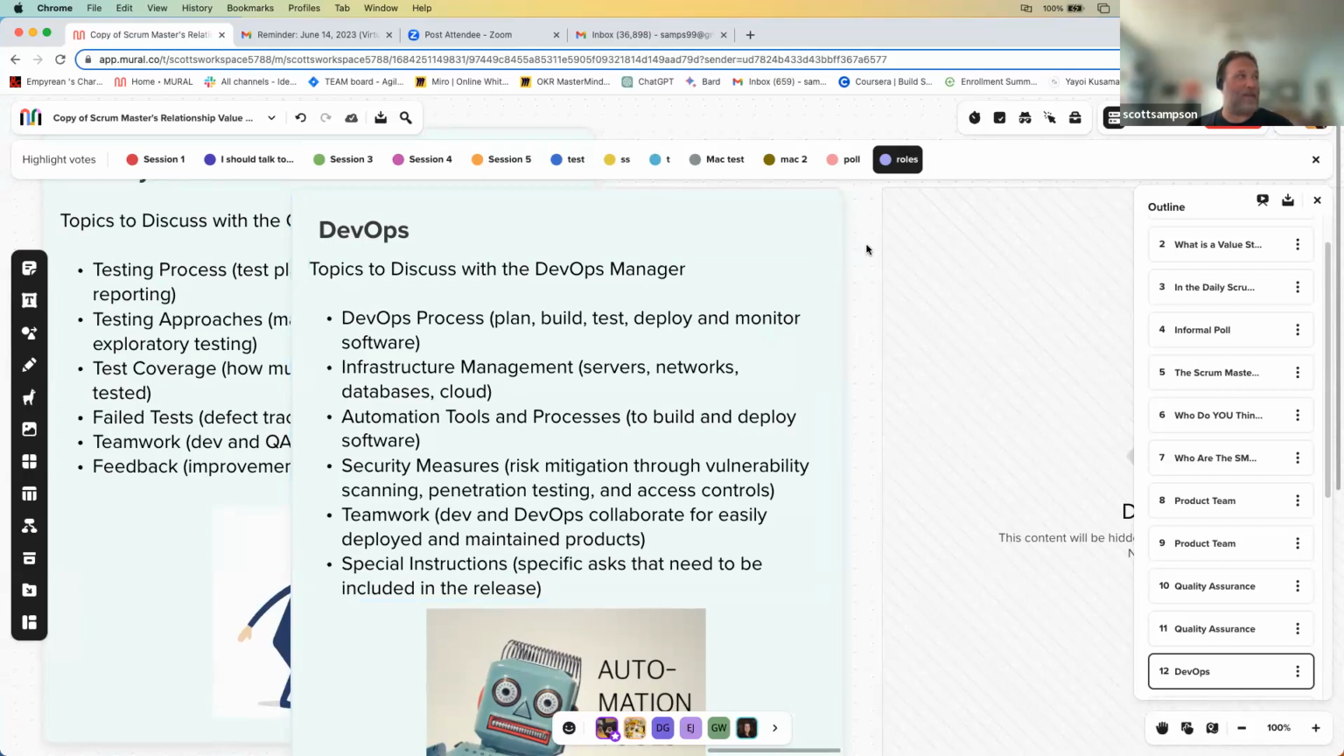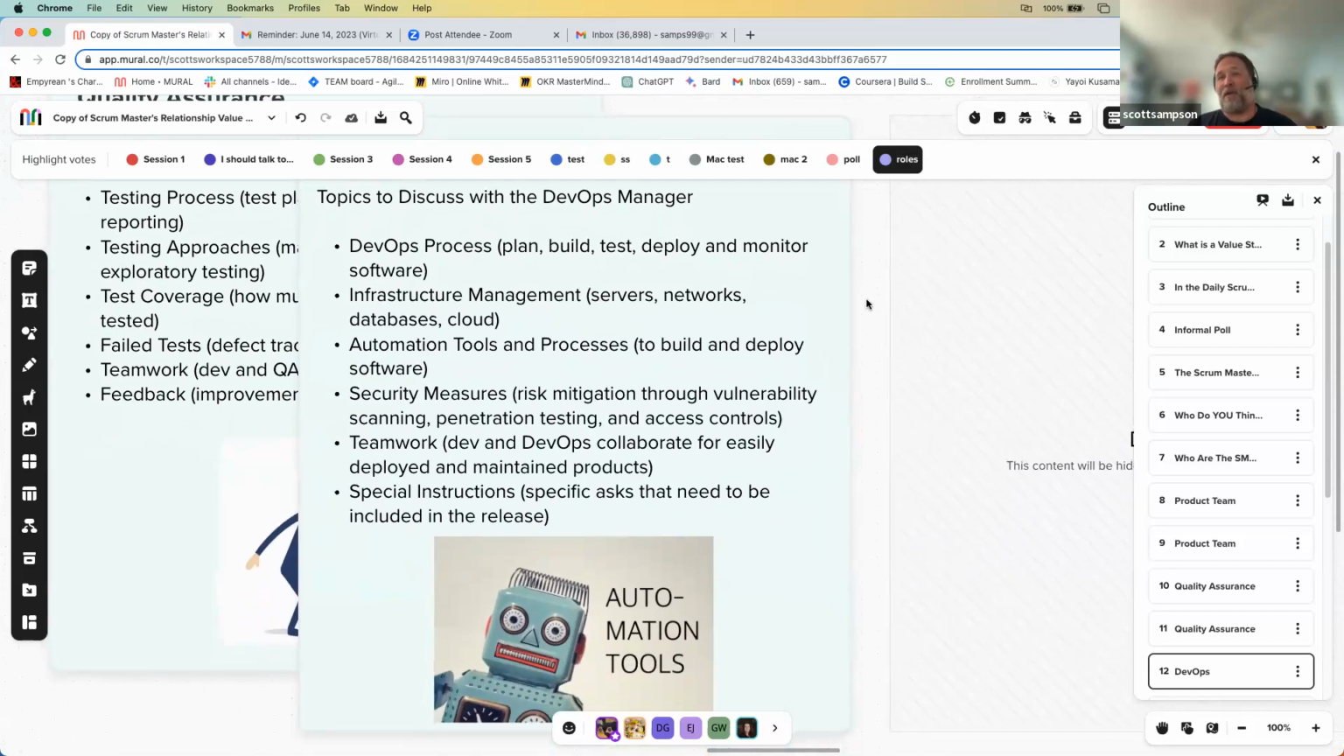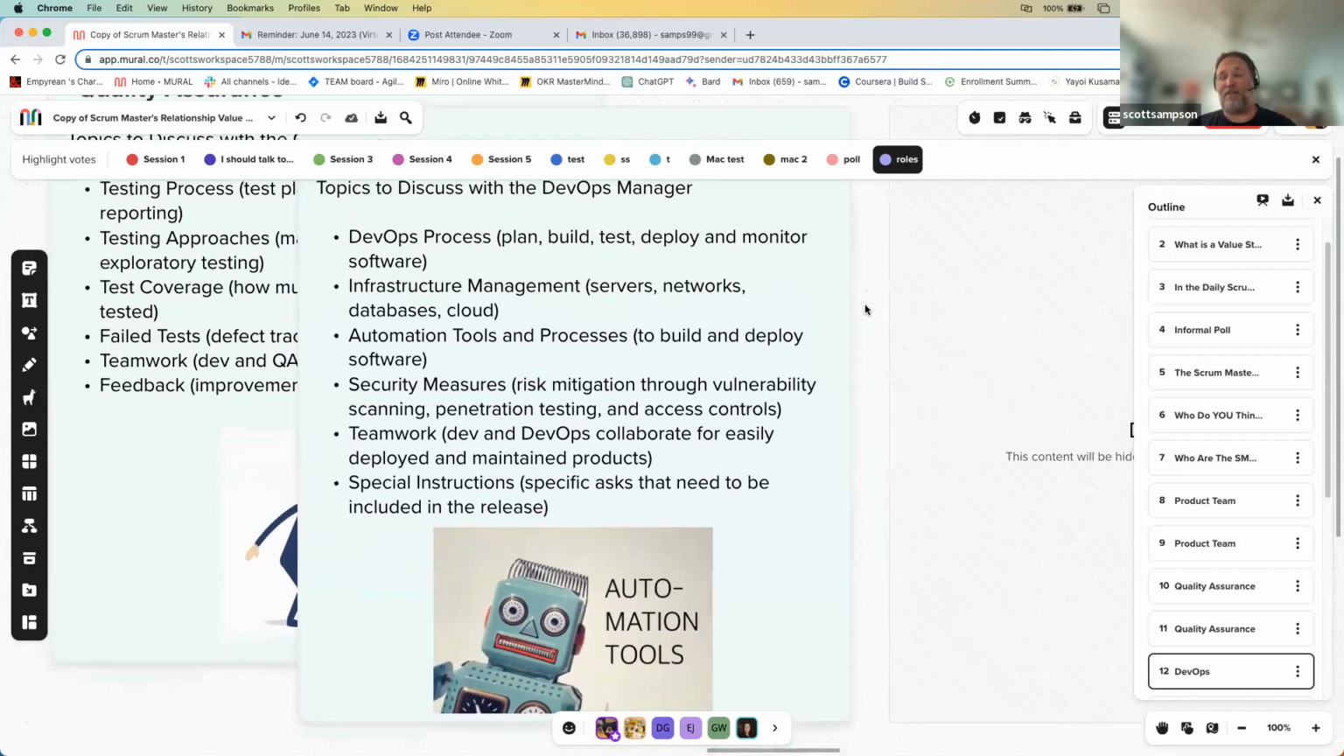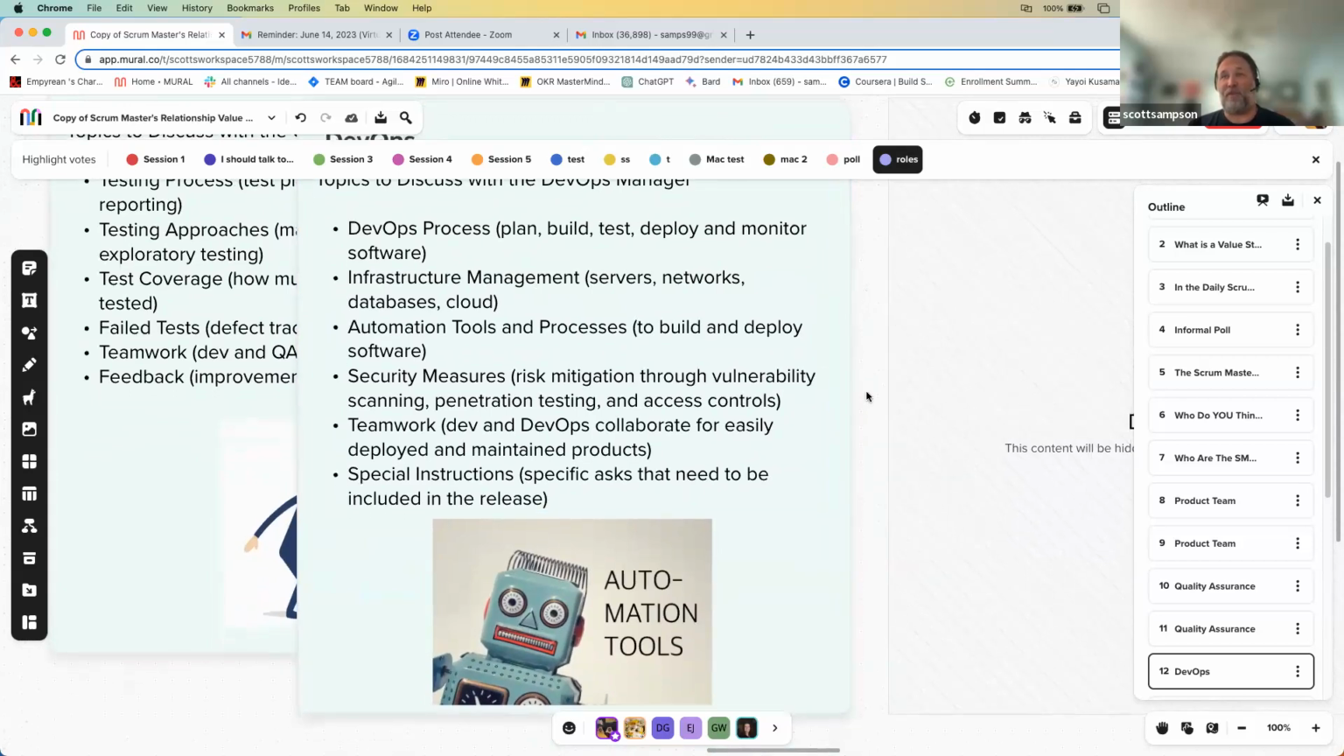Sometimes people don't realize how the delivery process works at the end of the line, at the end of the value stream. How do things get delivered? So there's a lot to talk about here. And I mentioned some of these, like the pipeline: plan, build, test, deploy, and monitor software. You can also ask them, hey, how do you guys monitor or manage servers, networks, their cloud environments, etcetera. Automation and processes to build and deploy. How does that work? What does that look like? What do they use as far as tools?